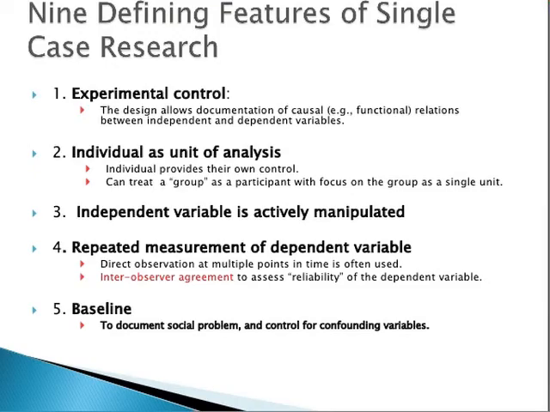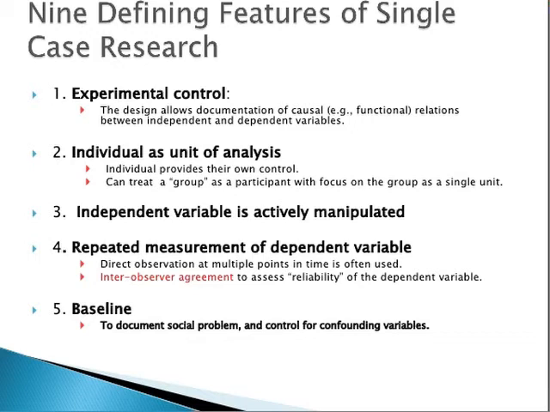The individual provides their own control. We can treat a group as a participant with a focus on the group as a single unit. The independent variable is then actively manipulated. We put the intervention out there, and then we can take it away, we can put it back out, we can take it away, and we see what that does to the graphs. We use repeated measurement of the dependent variable, where direct observation at multiple points in time is often used. We use inter-observer agreement to assess the reliability of the measurement of the dependent variable.